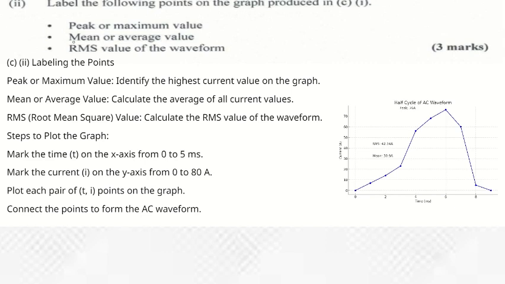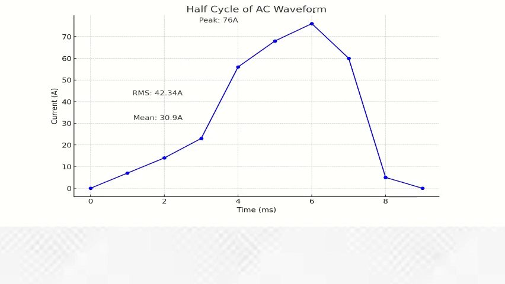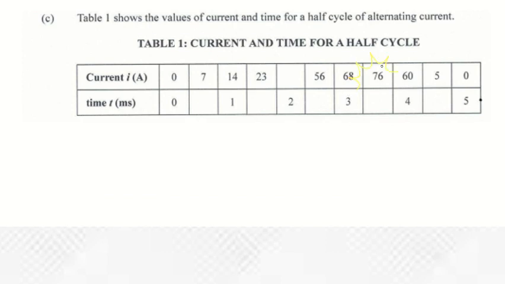Now the peak or the maximum value on the graph is what you were asked to label. The peak or maximum value is identifying the highest current value on the graph. So that's the peak. That would be the utmost value at the top, the highest current value that was given.